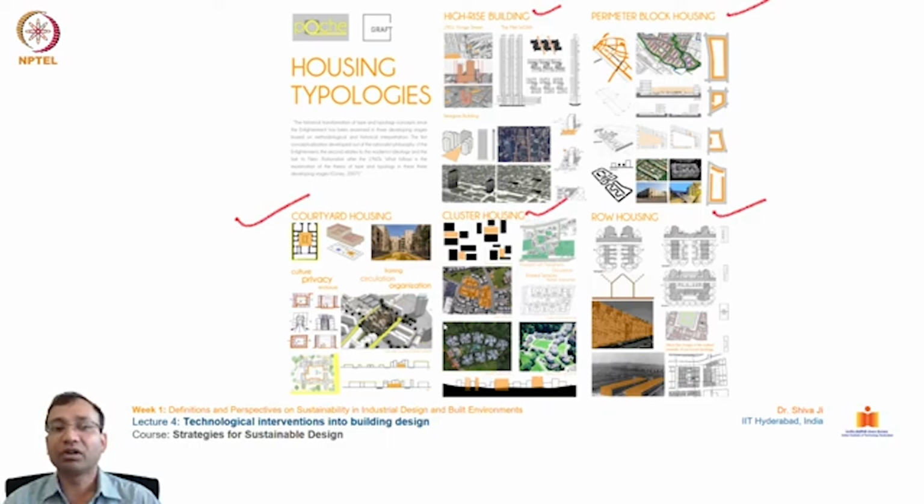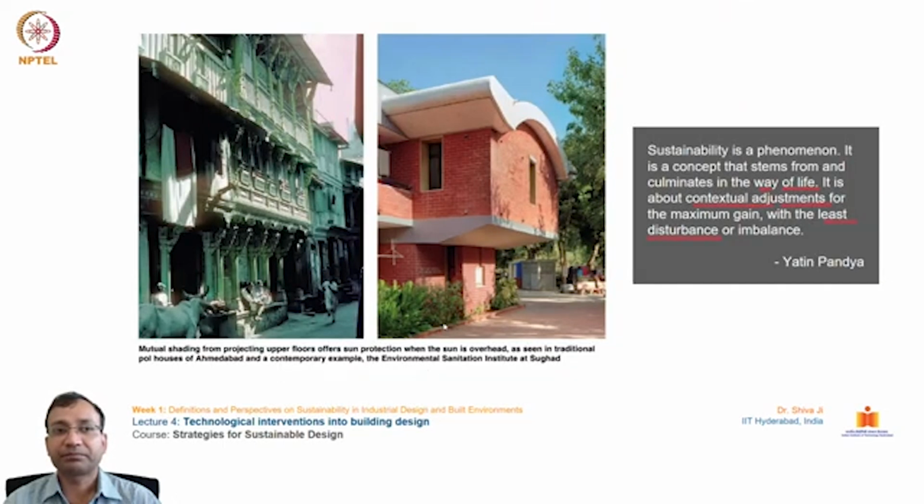Then comes row housing. Of course, this is also one of the most successful schemes, most successful strategies followed across the world, to have a number of row housings. In this also, a number of activities, amenities, and facilities are shared among the inhabitants, and the maximum open areas can be combined and utilized for common activities.